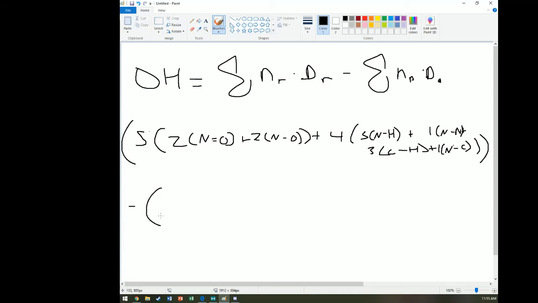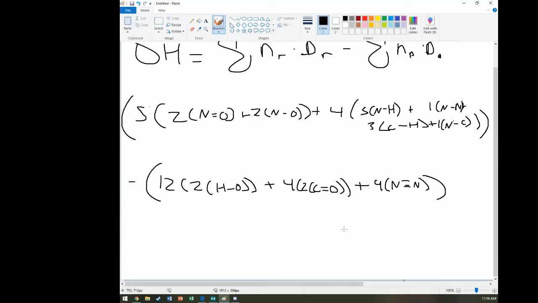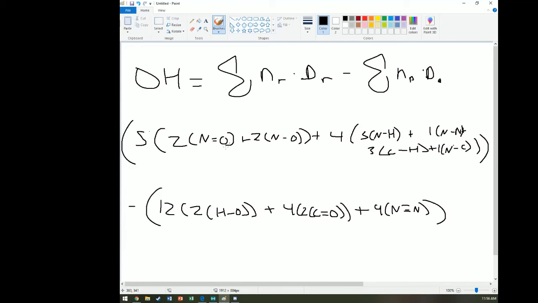Subtract 12 H2O, so 12 times 2 HO, plus 4 times 2 CO, plus 9 NN. You can substitute the numbers here from the chart.